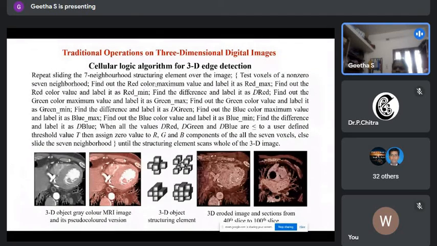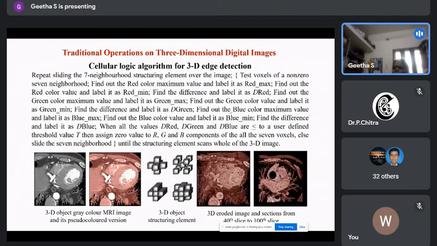Find out the red color maximum value and label it red max. Find out the red color minimum value and label it red min. So this one is the maximum value, denoted as red max; the minimum value we denote as red min. The difference between them is D red. At the same time, we apply the same to green: green max, and the minimum green color value is green min. The difference is labeled D green.